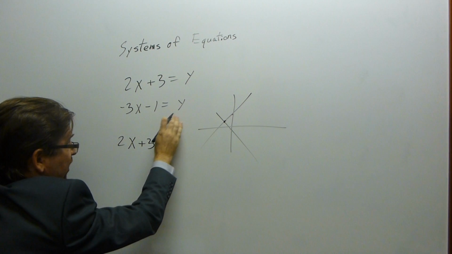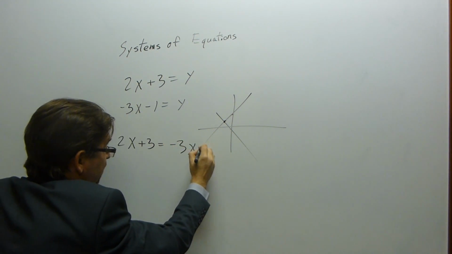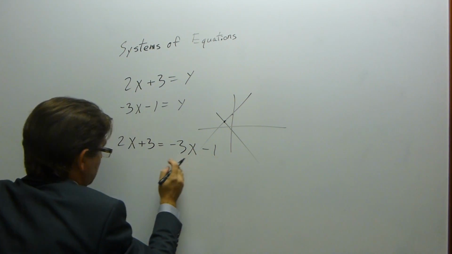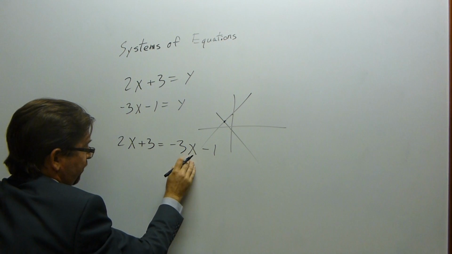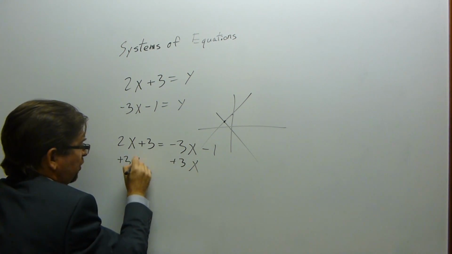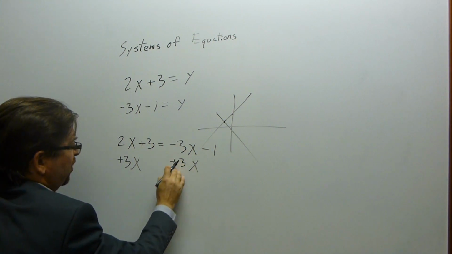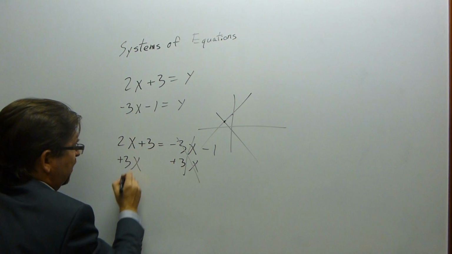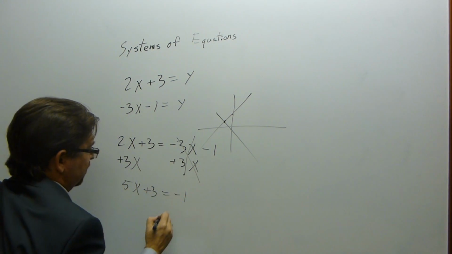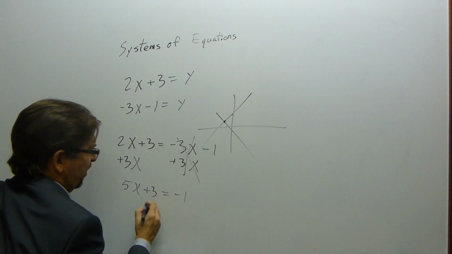Y is the same thing as this. So minus 3x minus 1. Okay, so we add negative 3x to both sides. As long as we do anything we want, we're going to do the same thing to both sides. Okay, negative 3x plus positive 3x cancels itself out. Here we have 5x plus 3 equals minus 1. Okay, let's add 1 to both sides.